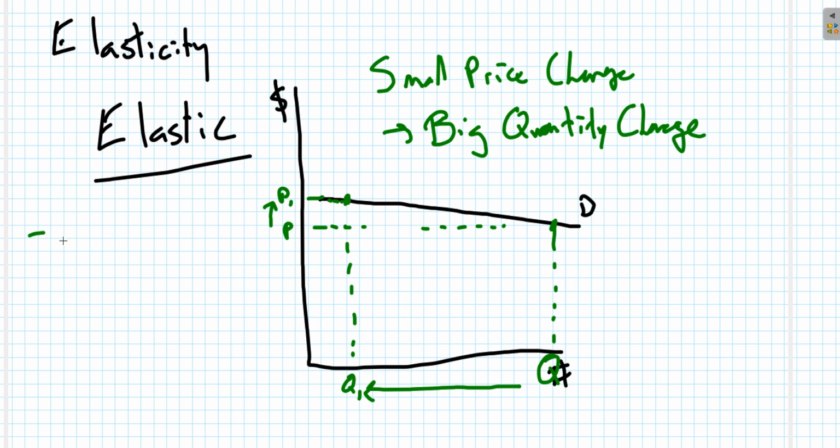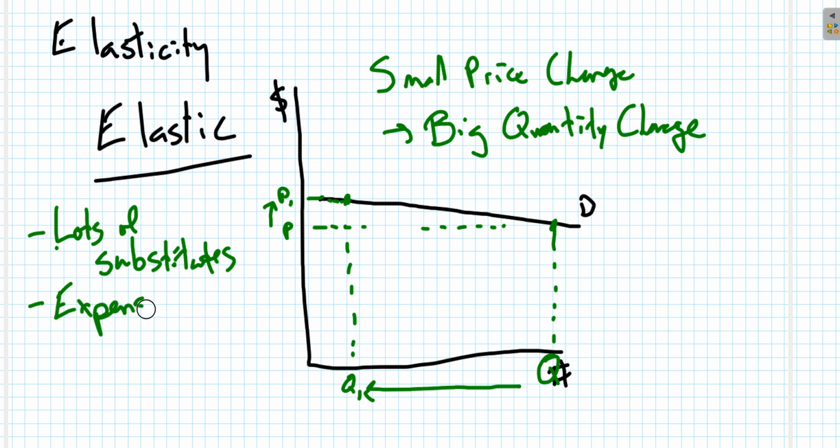So elastic goods have lots of substitutes, meaning you can go buy this somewhere else. They are usually really expensive. They take up a big portion of your income. If a pack of gum costs twice as much, you're still going to buy it. But if that house costs twice as much or that car costs twice as much, I'm not buying that. So I'm going to bail out. I'm going to be part of this big quantity change. Elastic goods are usually things you don't need. They're luxuries. They're luxury goods.